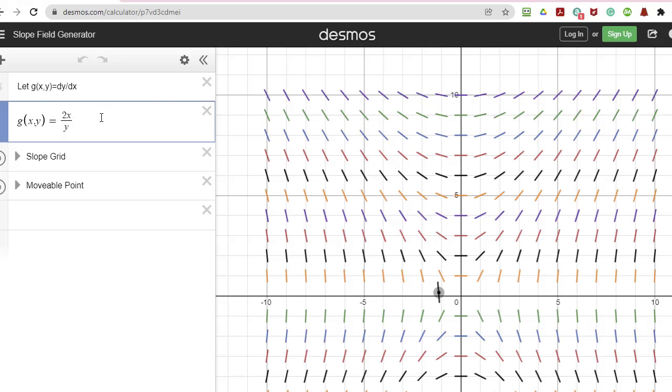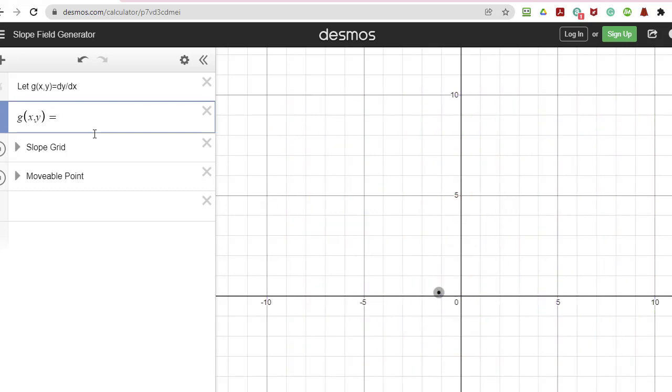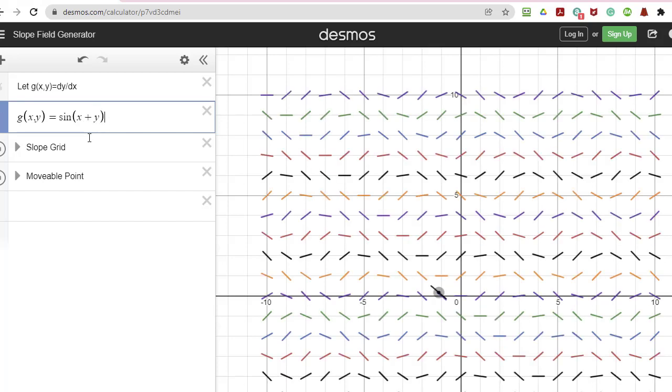So let's see. I'm just going to come in here and delete this out, and I want sine of x plus y. Okay, so that's an image of it.